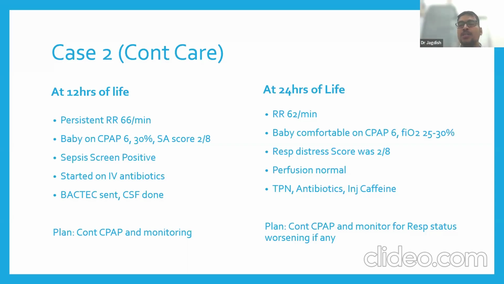So again, we monitored this baby at 24 hours of life. Respiration rate came down to 62. Baby is now comfortable with CPAP of 6, and FiO2 was varying between 25 to 30% to maintain the target saturation of 90 to 94. And the respiratory score has come down now to 2 by 8. Perfusion was normal. So we plan to continue the TPN, antibiotics, and caffeine, and monitor the score.